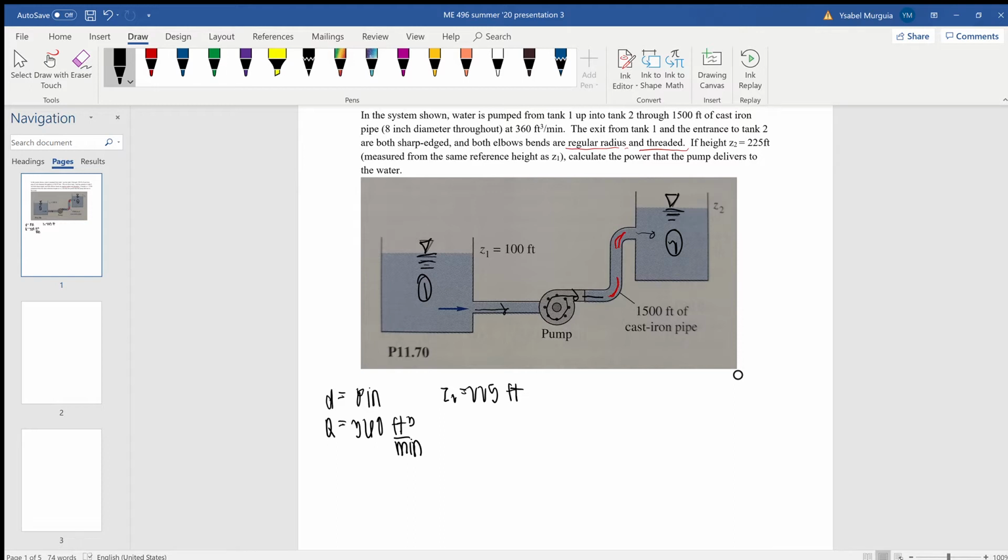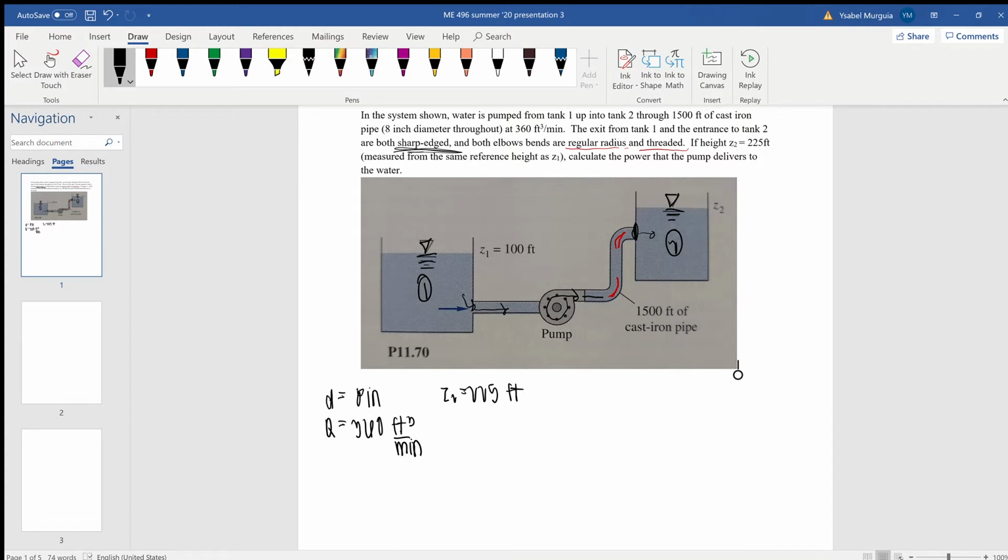Really quickly, the entrances to the tanks are relevant. It says here that the exit from tank 1 and the entrance to tank 2 are both sharp edged. So we know that this entrance here is going to be sharp edged and this exit here is going to be sharp edged, which will come into play when we talk about the minor losses. So kind of working backwards through fluid mechanics, we first need to talk through a few pieces of information which are relevant in this problem.